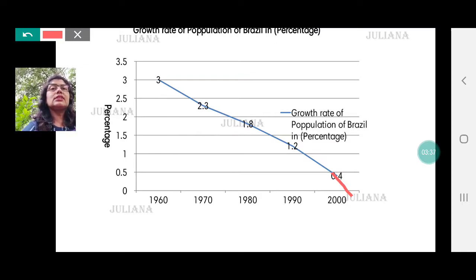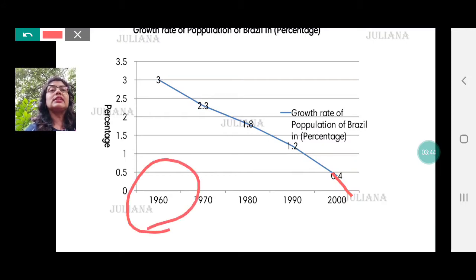So this is the reason why the population of Brazil is only 92 crore, because right from 1960 we find the population growth is decreasing. So this is what we need to keep in mind.